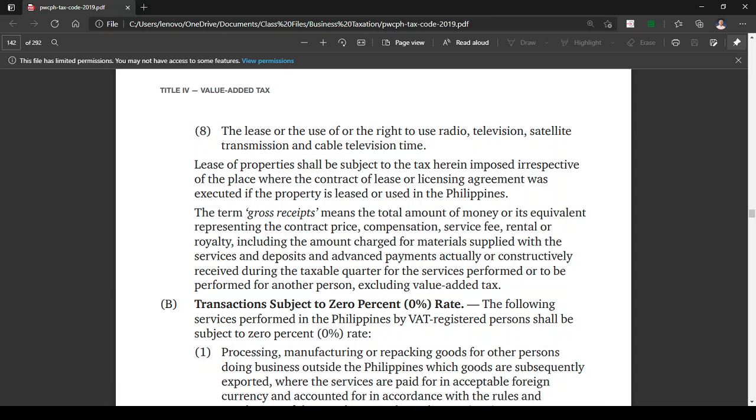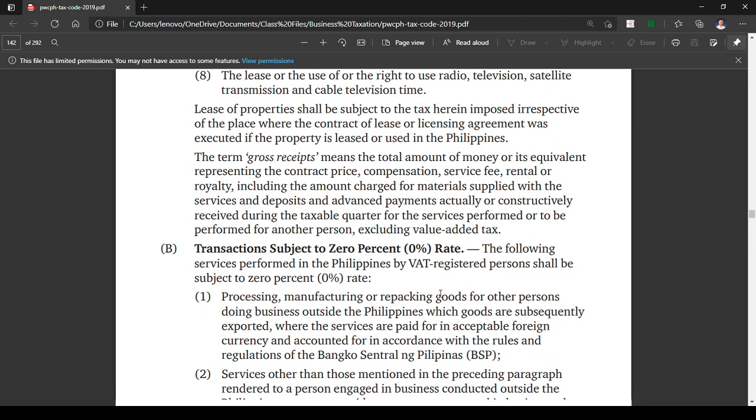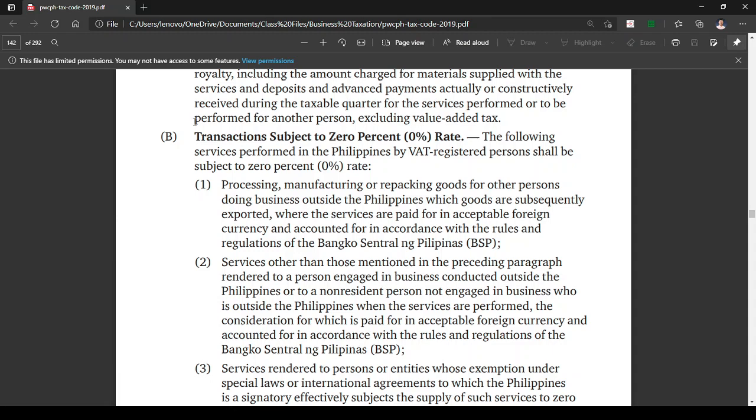Okay? So, 21 minutes na pala. Okay, so that will end our discussion for today. Okay, so next meeting na natin itutuloy ito yung transaction subject to 0% tax rate. So, babalik tayo sa 0% tax rate. This time under sa services naman.